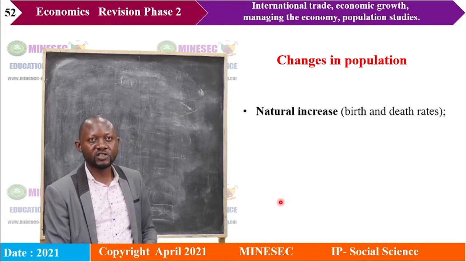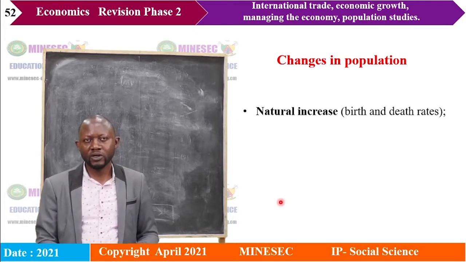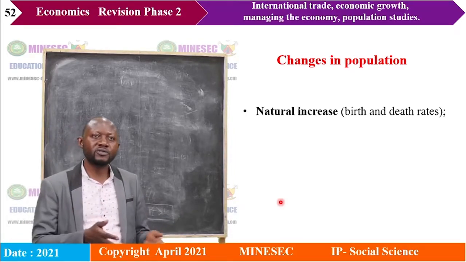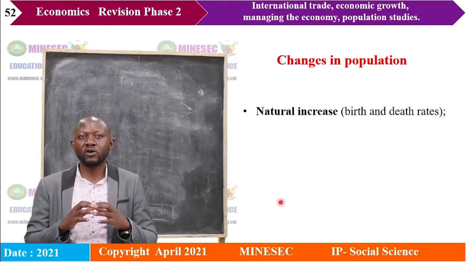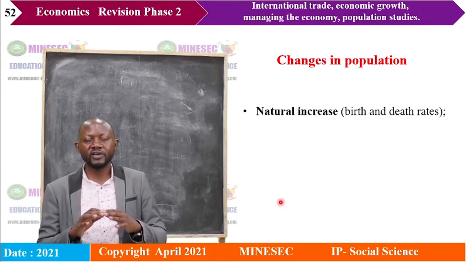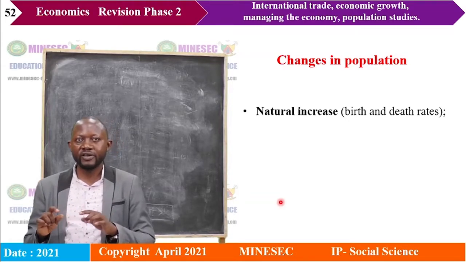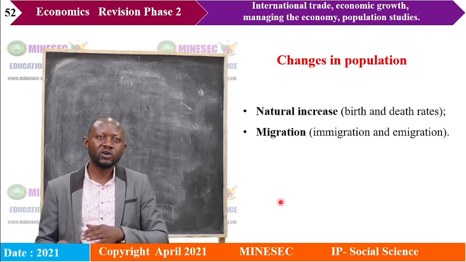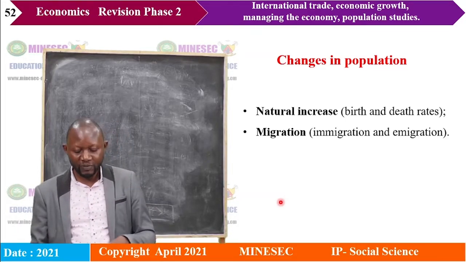However, changes in population can either be an increase in population or a decrease. Now, a change in population occurs in two ways: natural increase or migration. Natural increase, you have movement in birth and death rates, and migration, we talk about immigration and emigration.